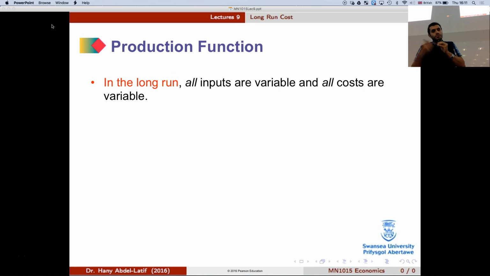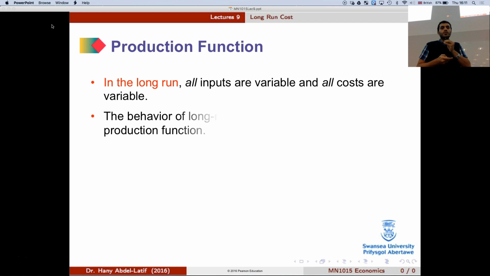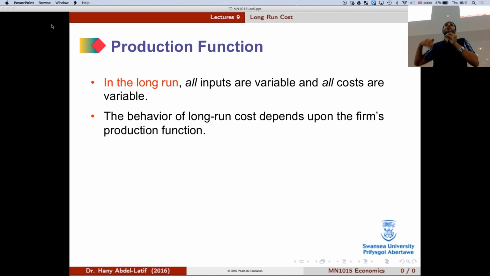So let's start. As I said, in the long run, all inputs are variable and all costs are variable. So we don't have fixed costs. Okay? Because all inputs are variable, in the sense that you can change them. Your decision can now include the number of machines you have and the number of workers you employ. So you can decide on both. In the short run, you are not able to change the number of machines. We could only change the number of workers. Okay? So now in the long run, we can change everything.